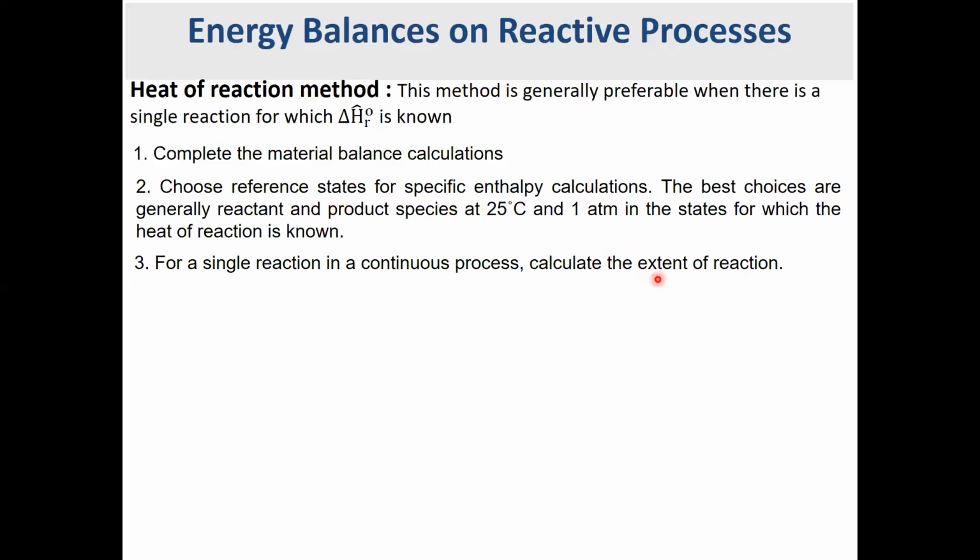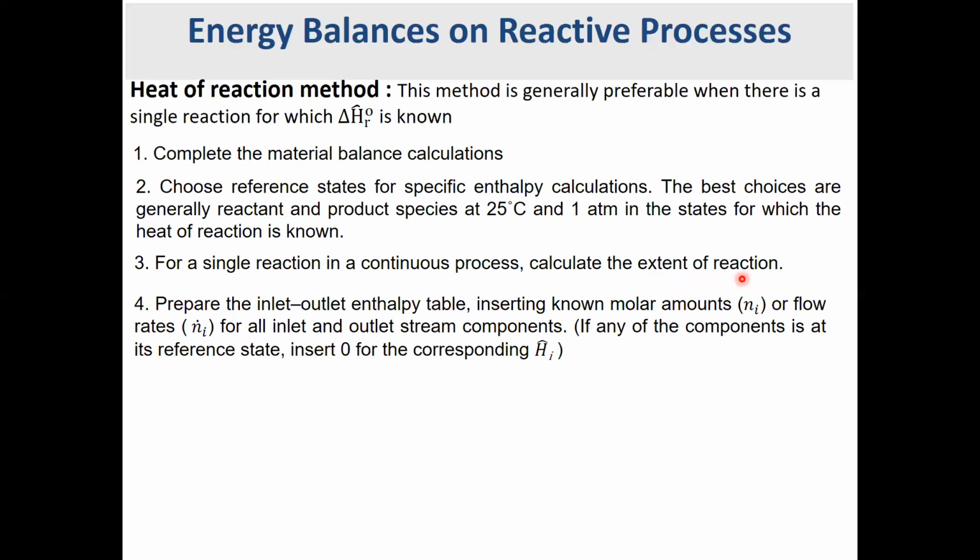Extent of reaction is easy to calculate. I show you. You can select any of the reactants or products that is available. You have all the information of the inlet and outlet molar flow rate or flow rate, and you can easily calculate extent of reaction. Then provide the inlet outlet enthalpy table and put all the values you have for material balance, for energy balance, all the values you have, put it in that table. And if you have any of the components at 25 degrees and 1 atmosphere, you can set the enthalpy of that component to 0 because it is the reference point.